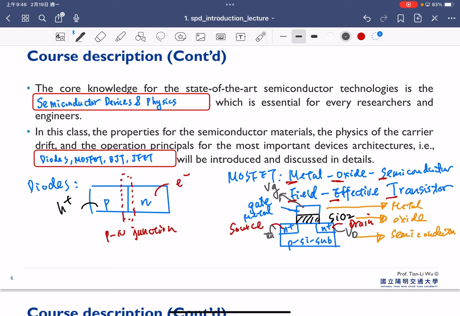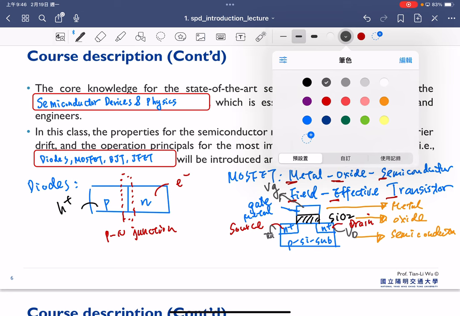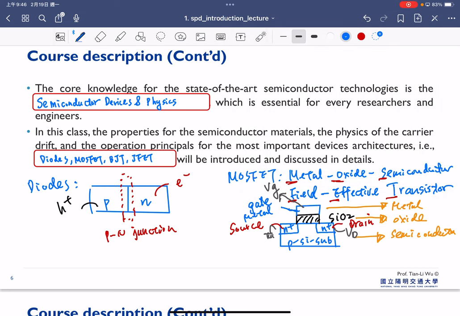And then the last one, which is also very important, is called the BJT. The full name is bipolar junction transistor. This BJT is a structure that is relatively similar to the diode, but now we have two diodes connected to each other.